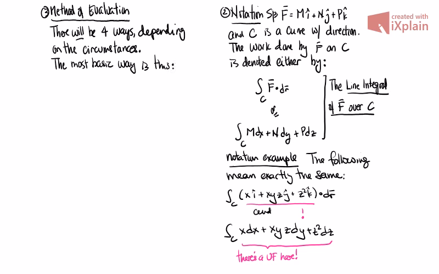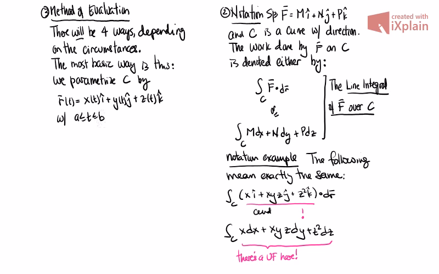So just like in 15.2a, what we do is we parameterize C. So this will have an r of t, just like before in 15.2a, x of t i, y of t j, z of t k, with t between a and b. So then what happens is this. We've got this integral, and I'm using the first notation here. The notation will tell us what to do.